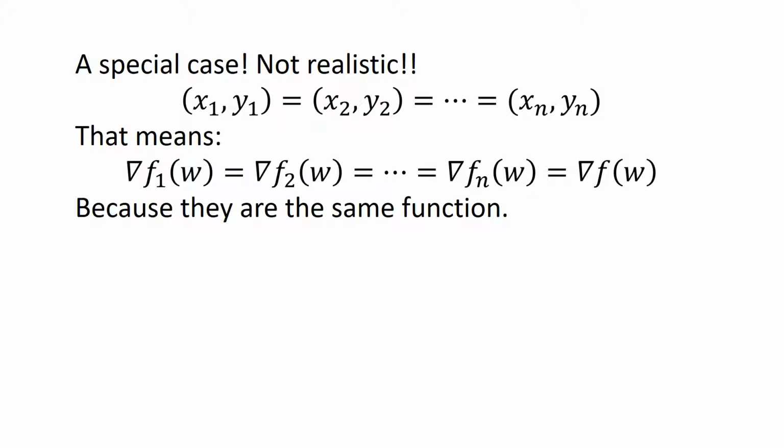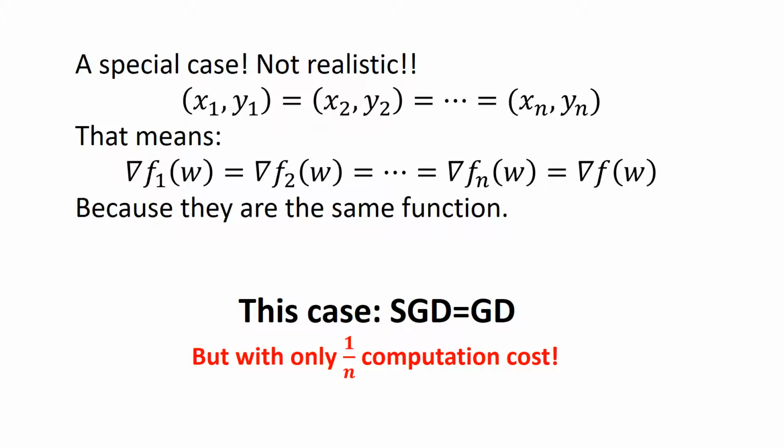Let's consider a special case. It's not realistic, but very interesting. If all the data points are equal to each other, that means all the SGD directions are equal to the full gradient direction. That means SGD equals GD, but it only needs 1/n computational cost.